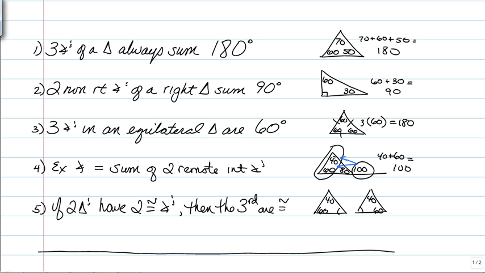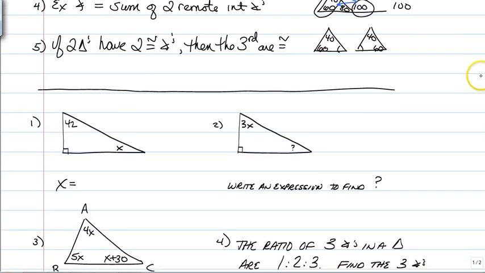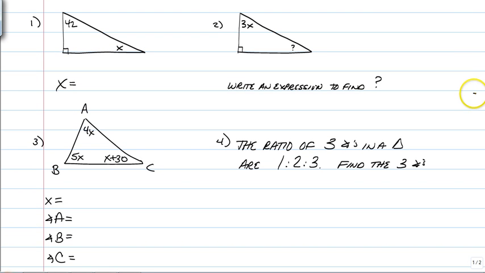And finally, if two triangles have two congruent angles, well then, by default, the third one has to be congruent as well. So if this one's 40 and that one's 40 and this guy's 60 and that guy's 60, since those two are congruent and triangles add up to 180, well then, these two have to be congruent by default. Now, here's the thing. Like I just mentioned, it's all based on triangles adding up to 180 degrees. But those are just some different ways you can think about it. Because what you're going to be doing is a whole bunch of algebra problems using what you know about triangles and their angles.